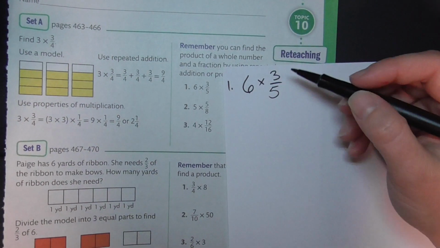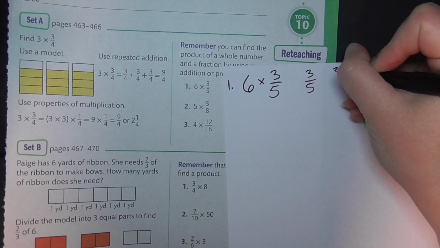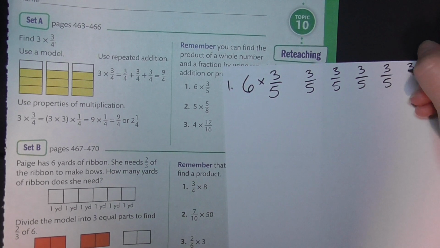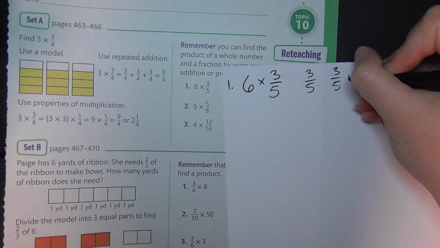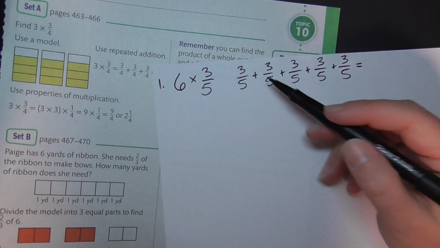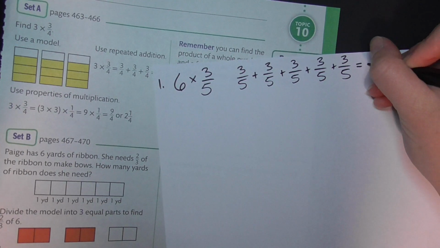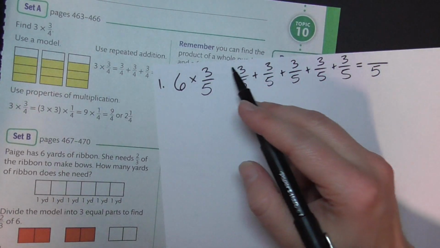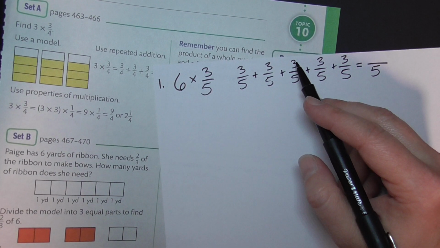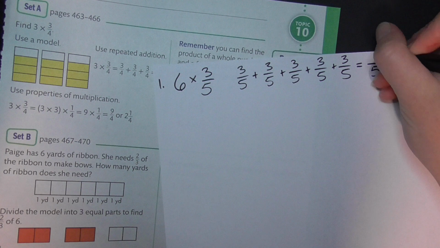Now, if we're using repeated addition, we are going to have 3/5 5 times. So 1, 2, 3, 4, 5. And these are all added together. This is our repeated addition method. So if you are adding and subtracting fractions and they are all the same number on the bottom, your denominator stays the same. We don't do anything with it. And then we just add across the top. So 3 plus 3 is 6, plus 3 is 9, plus 3 is 12, plus 3 is 15.